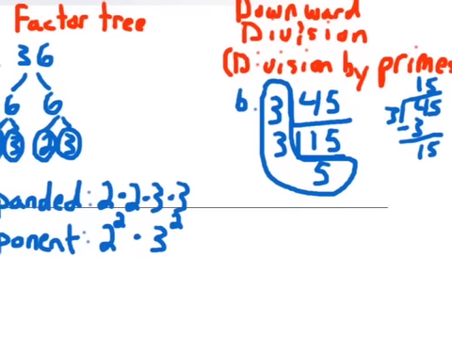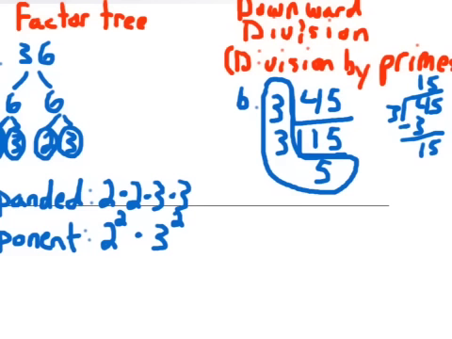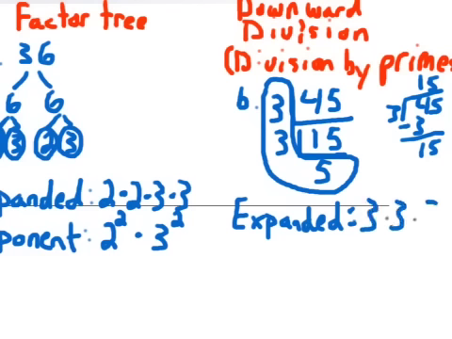So that means those are the 3 numbers I'm going to be multiplying together. Okay? And again, I'm going to use expanded and exponent form like I did last time. The book doesn't tell you to use both, but I want you to. Okay? So expanded form of 45. Again, go write out all the factors from smallest to largest. I've got 3 times 3 times 5.